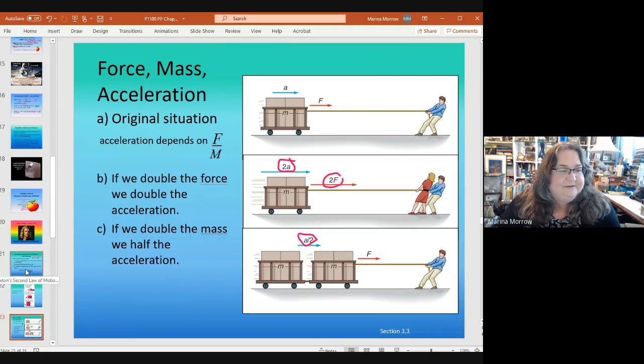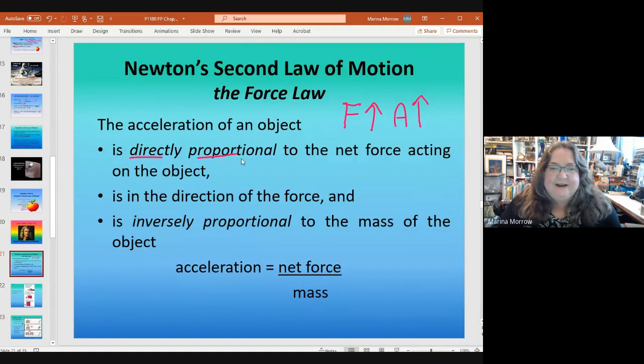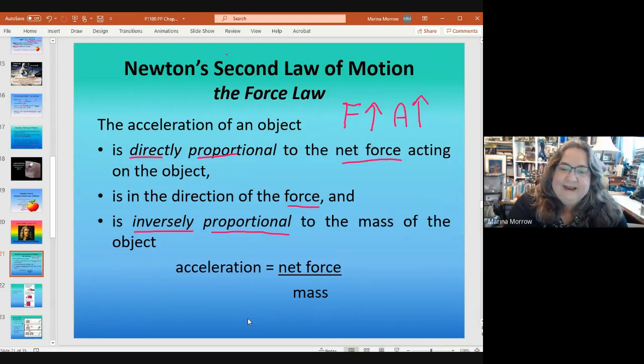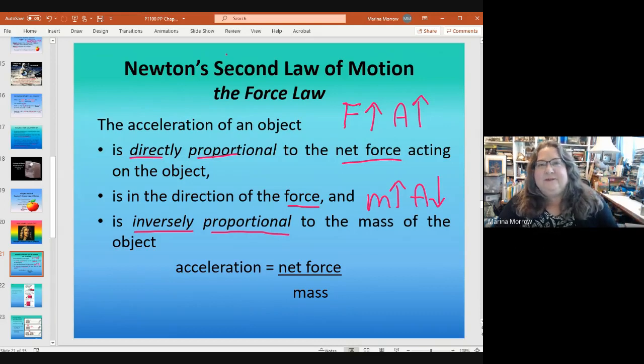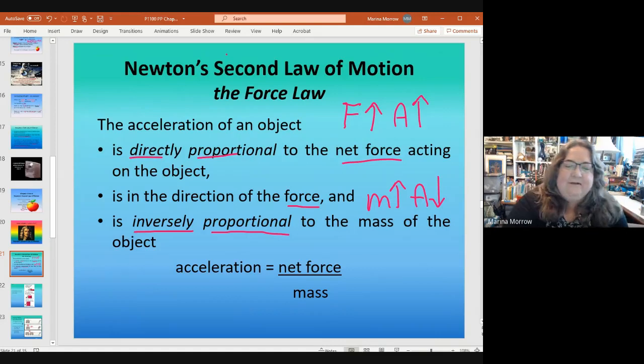So let's go back to that slide. The acceleration of an object is directly proportional to the net force. Notice that's the net force. It is in the direction of the force, and it is inversely proportional to the mass of the object. So we've got an interesting situation here. We've got something that increases with force, but decreases with mass. Inversely proportional is where it's 1 over, but basically the idea is as we increase mass, the acceleration is going to go down. So inversely proportional, one up, one down. And so Newton figured out this rule that acceleration equals the net force divided by mass.